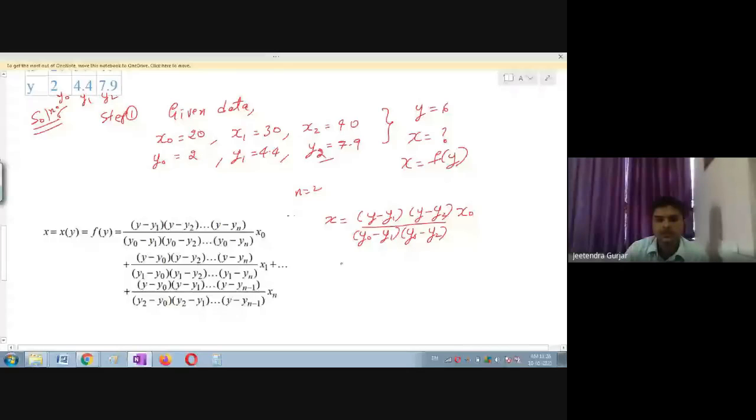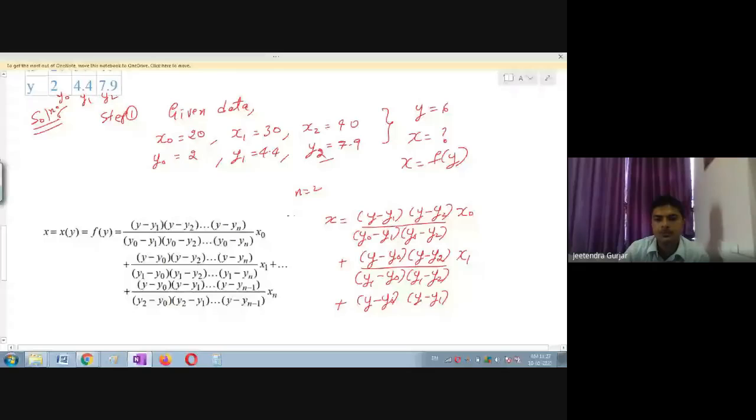Y minus y naught, here I have to not consider y1, so y minus y naught, y minus y2 I will take, because here x1 is there. So divided by, here I have to take now y1 and subtract with all the terms. That is y naught is the term and y2 is the term. So I'm going to subtract. Okay, you have to remember the trick also. So again I will take now y minus y naught, and here I have y minus y1. I have skipped here y2.